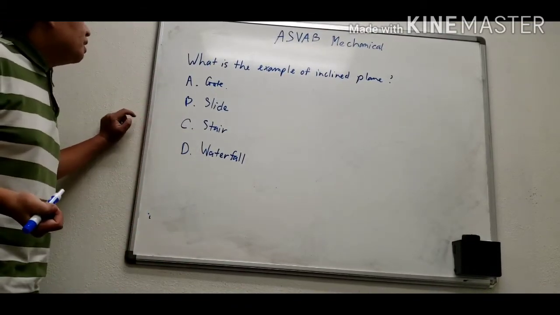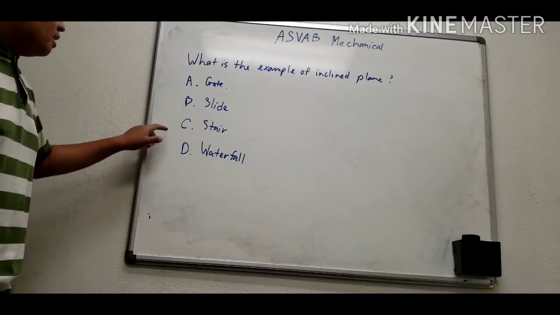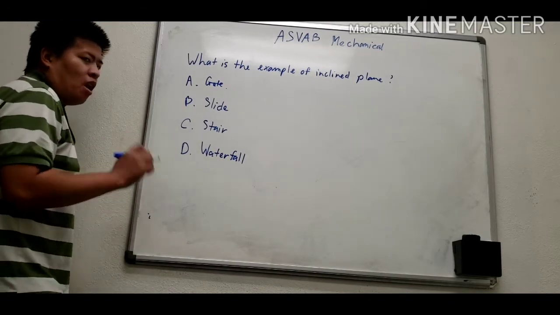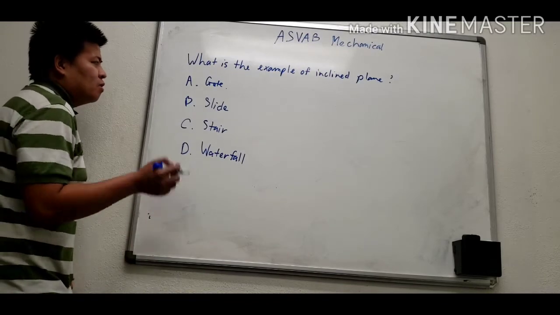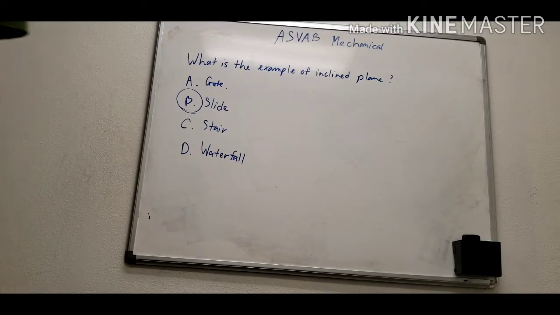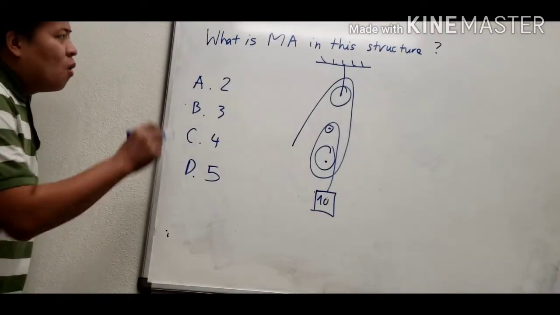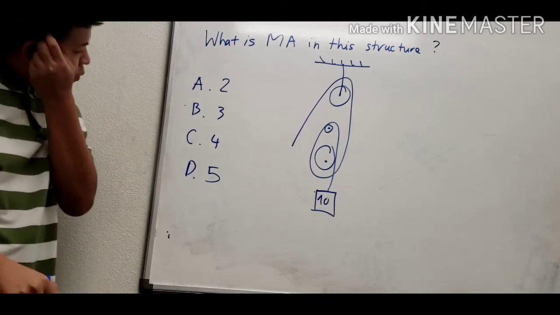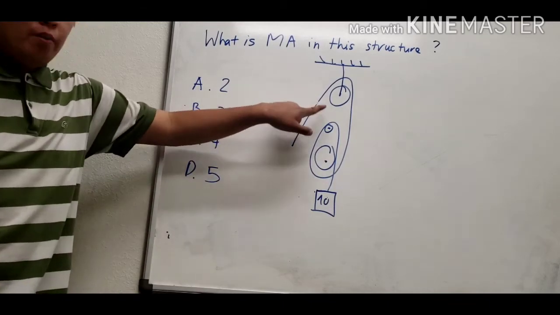What is an example of an inclined plane? A, grade. B, slide. C, stair. D, waterfall. So if we learn about the inclined plane, we can think of the slide. The next question, what's the MA in this structure? Here, we know that we have 3 pulleys.